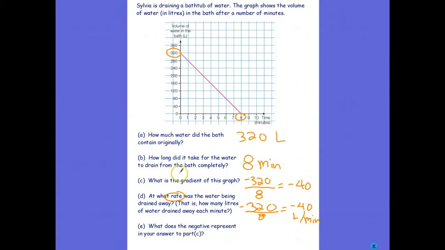And these two questions here tell you what a gradient represents in a practical situation. It represents the rate at which the variable is changing. So a gradient is a rate, and a rate is represented by the gradient. And finally, what does the negative represent in your answer to part C? Well, the negative in this case means that the water is decreasing. So the volume is decreasing and not increasing.